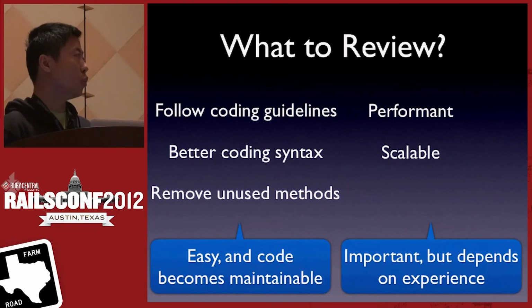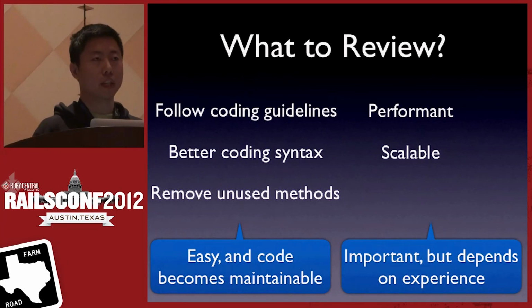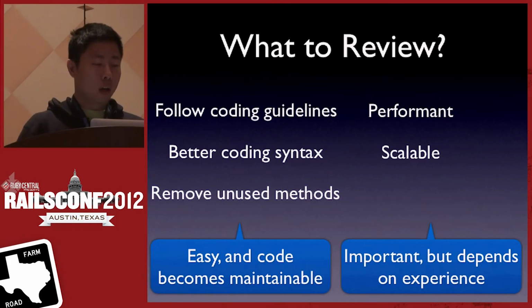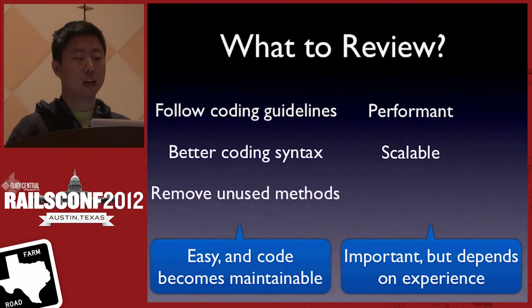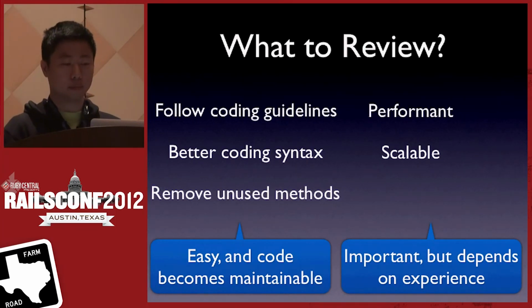So let's see what we review in general. It contains two parts. The first part is easy, and its goal is to make code more readable and maintainable. Like, you should follow your team's coding guidelines, you should write better coding syntax, and you should remove unused methods, etc. And the second part is important, but a bit complicated: you should review if the code is performant and scalable. And this part really depends on programming experience.